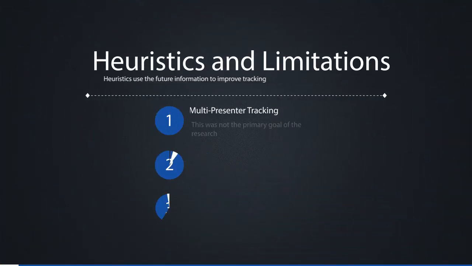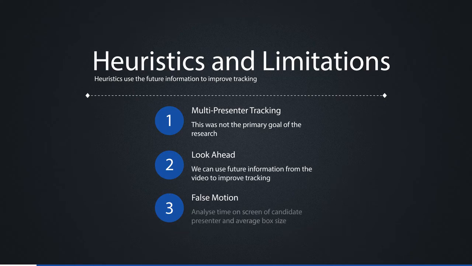Heuristics and limitations. Tracking multiple presenters and knowing who to focus on is a complex problem which was out of scope for this research. However, to compensate for the reduced accuracy, we use heuristics to rectify common problems, and since we have the entire video, we can take advantage of looking ahead to make better choices and tracking decisions.